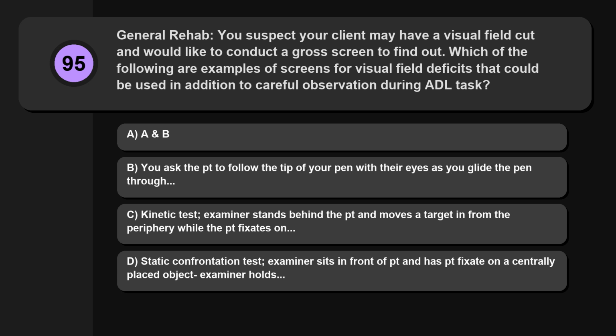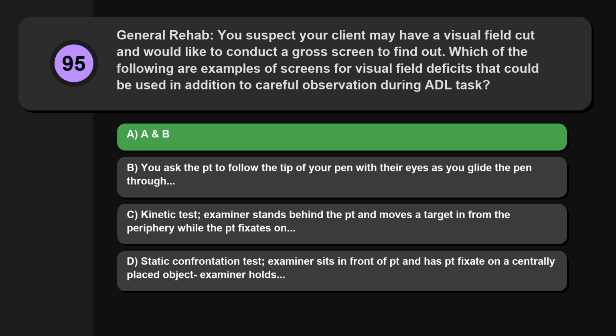Question 95. General rehab. You suspect your client may have a visual field cut and would like to conduct a gross screen to find out. Which of the following are examples of screens for visual field deficits that could be used in addition to careful observation during ADL tasks? Option A and B. Option B, you ask the patient to follow the tip of your pen with their eyes as you glide the pen through. Option C, kinetic test. Examiner stands behind the patient and moves a target in from the periphery while the patient fixates on it. Option D, static confrontation test. Examiner sits in front of patient and has patient fixate on a centrally placed object the examiner holds.